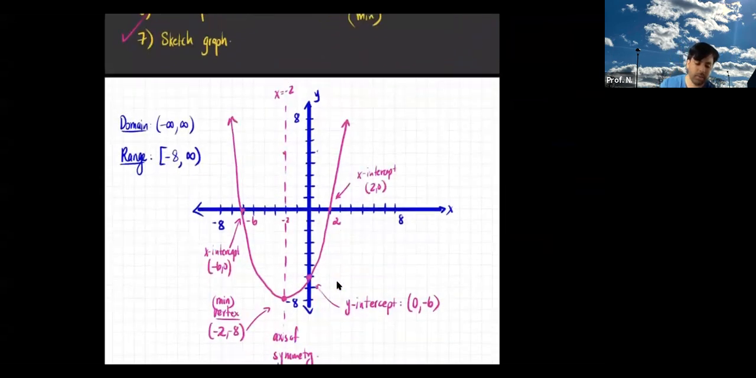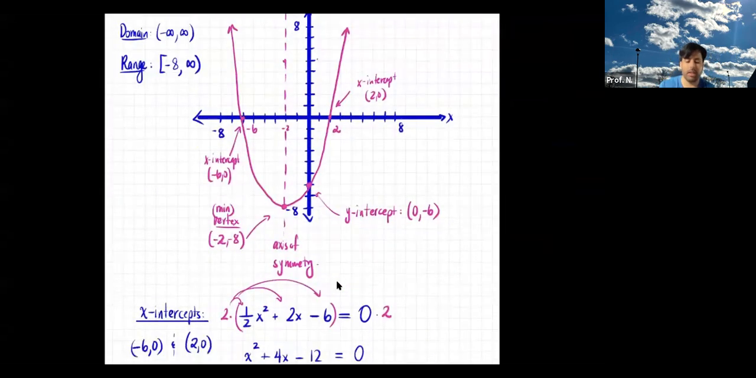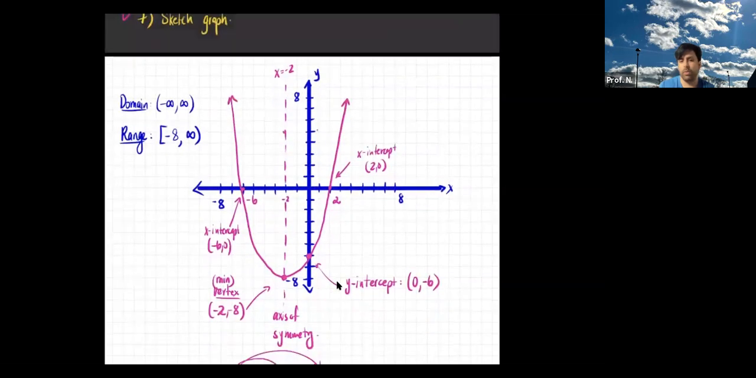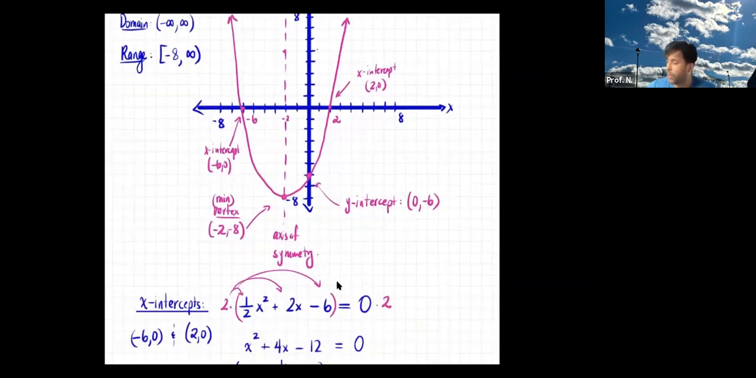I found the domain as well too. Domain, range, everything's done. So this is what I want. This is what I expect from you guys when it comes to graphing and sketching quadratics.